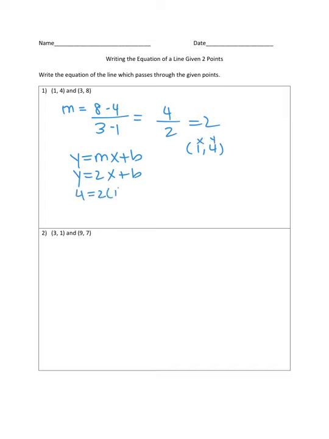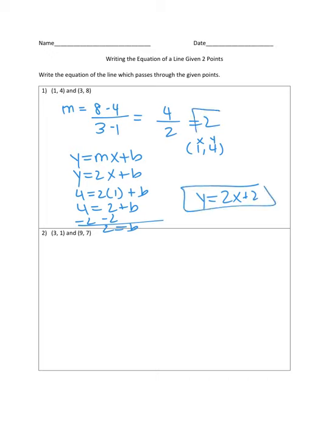4 equals 2 times 1 plus b. We're going to solve for b. 4 equals 2 plus b. Subtract over the 2, and you get a y-intercept of 2. So your equation is y equals 2x plus 2. I'm taking the m value and the b value and plugging them into that equation. And just ask Miss Espinoza if you have questions along the way.